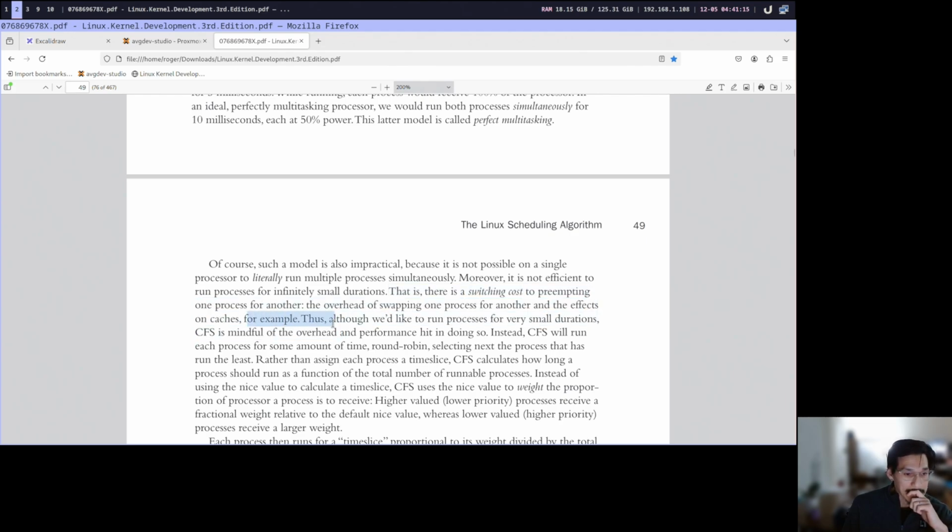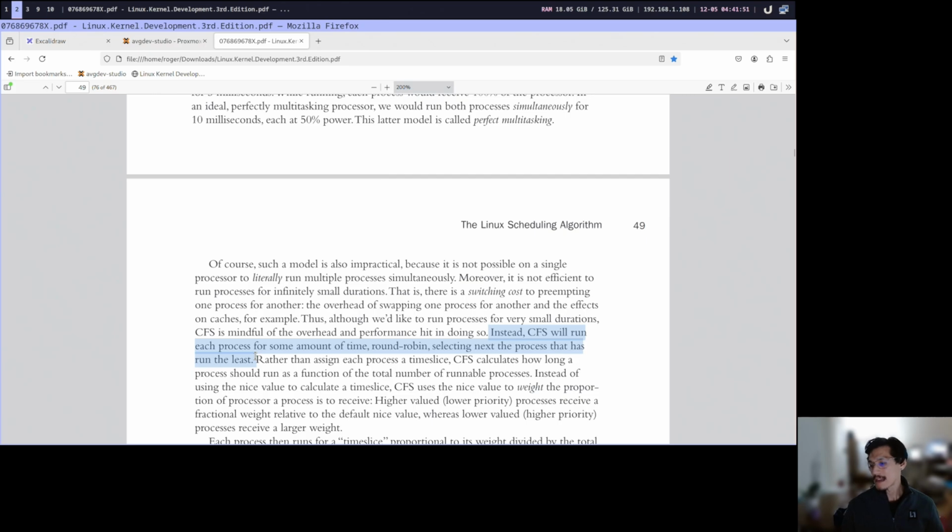For example, thus, although we'd like to run processes for very small durations, CFS is mindful of the overhead and performance hit in doing so. Instead, CFS, the completely fair scheduler, will run each process for the same amount of time, round robin, selecting next the process that has run the least. Okay, so CFS will run each process for some amount of time in a round robin fashion, selecting the next process that has run the least.